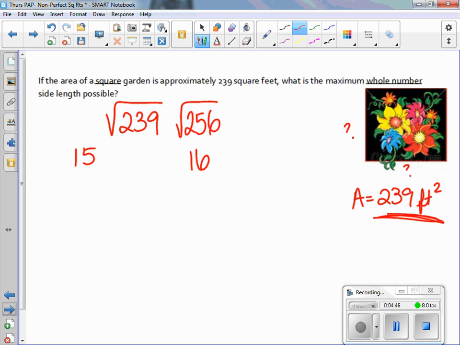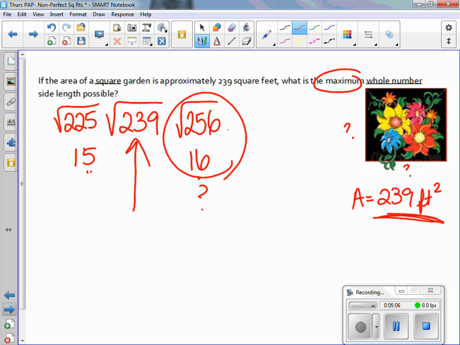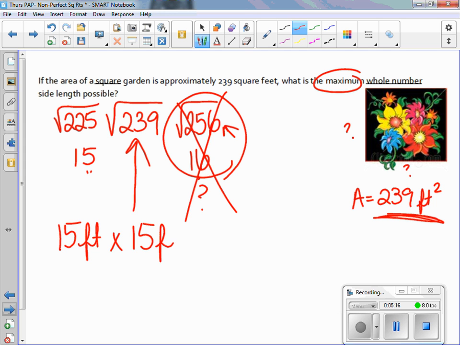So that means 15 would be over here because we're always going to be between two consecutive numbers, and that's 225. Now, it did say what is the maximum whole number side length possible. So the area is here. Could we have 16? No, because that requires more area than what we have. So the maximum side length possible would be 15 feet by 15 feet. Now again, that means that the whole area for the garden will not be used, but this is just if we wanted whole number side lengths for our garden.